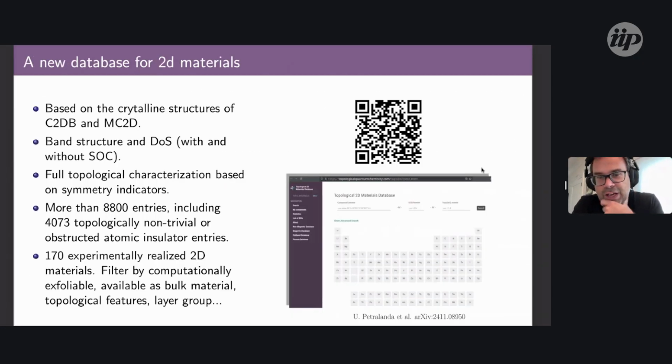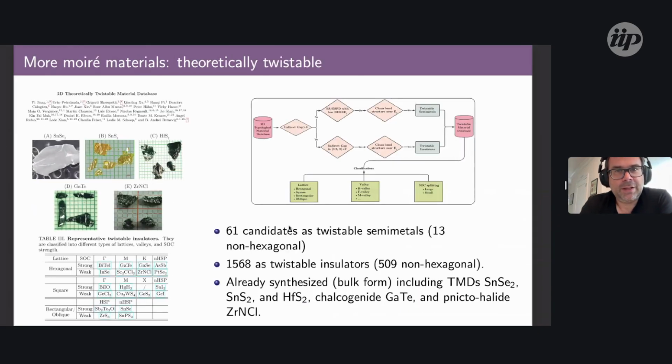So for people that are interested in, we have two recent papers. One about a new database for 2D materials, where you can find all the information about the band structure, the topological properties, and so on, for more than 8,000 entries. Also, we did the work of tagging materials that have been realized experimentally, and sometimes even with the reference to the right paper, which is kind of useful. And there's also a way to determine which ones are theoretically twistable, and it can lead to some interesting physics. And we have several candidates for semimetals and more than 1,000 candidates for twistable insulators.